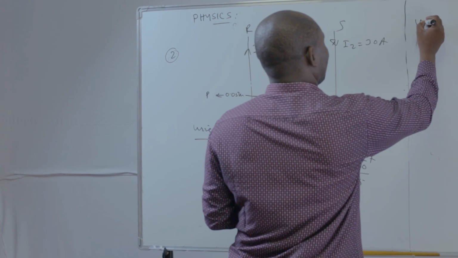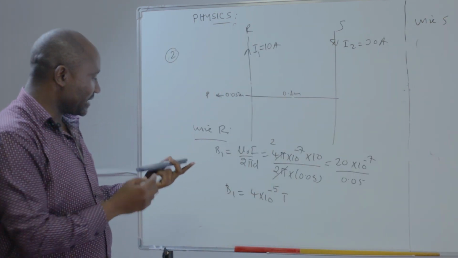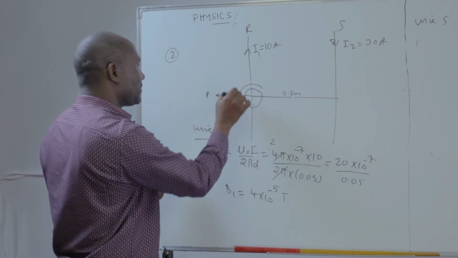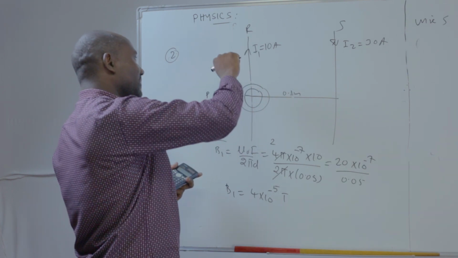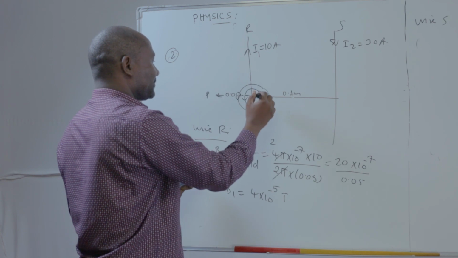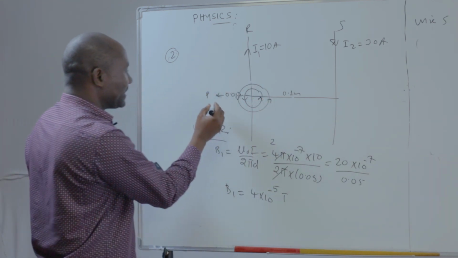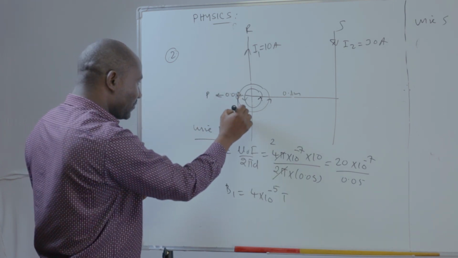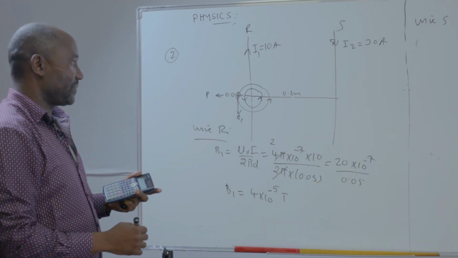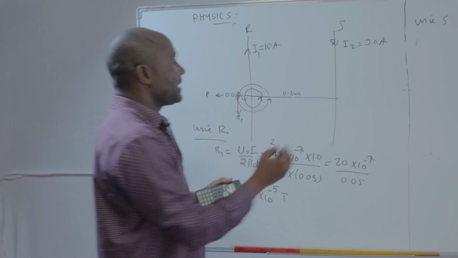Let's find wire S. We need to know the direction: if you consider this wire S and draw the line of forces here, so you can see the way they are moving, it will be like that. So at this point, if you bring one of the lines of forces, that B1 will be acting down.